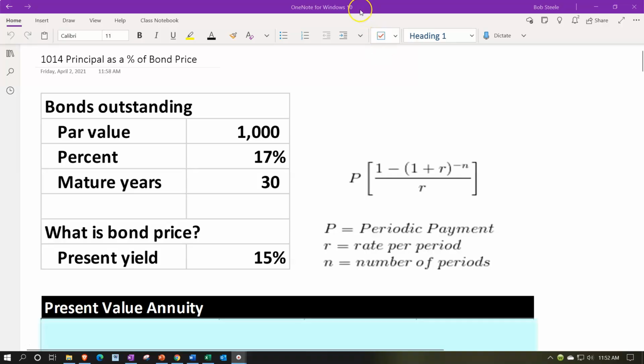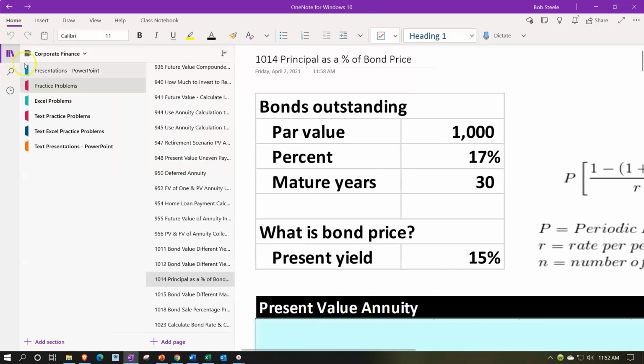Here we are in OneNote. If you have access to OneNote and would like to follow along, you're not required to, but if you would like to, we're in the tab on the left-hand side. We're in the practice problems area, and then in the 1014 principal as a percent of bond price tab.